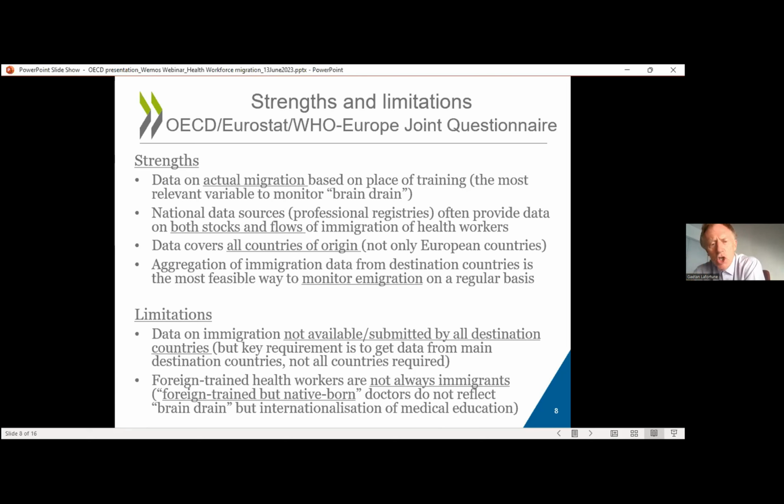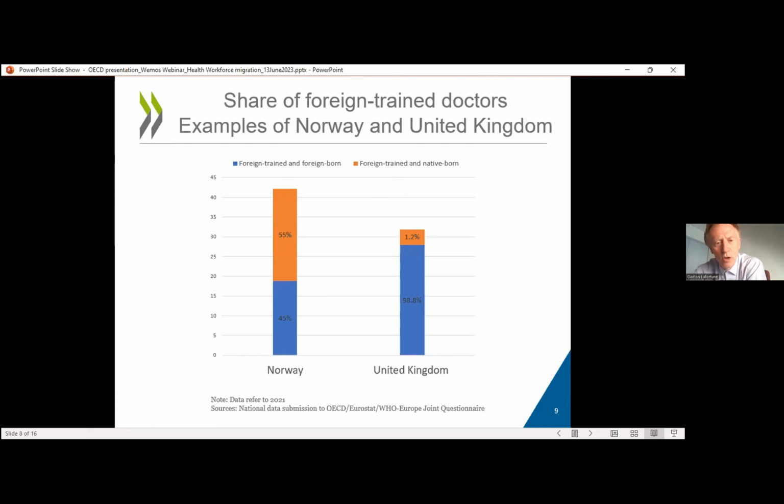And then there's the issue that foreign trained health workers are not always immigrants. So this issue of foreign trained but native born doctors, I'll use the example of Norway in the next slide. If you have Norwegian students who are going to study medicine in Eastern Europe or in other Nordic countries and go back to Norway, this is not really brain drain. This reflects another phenomenon that we've called the internationalization of medical education.